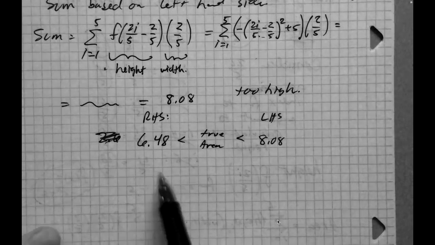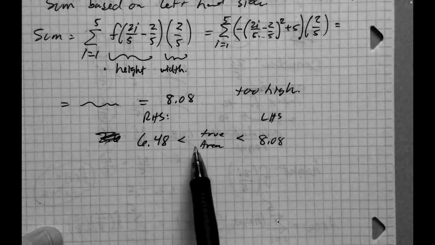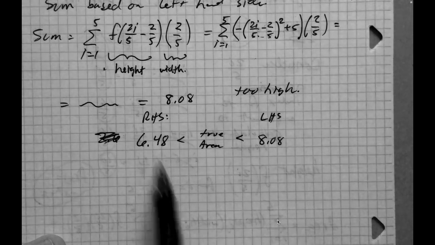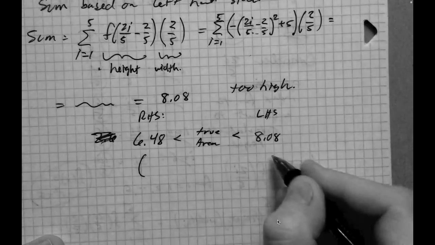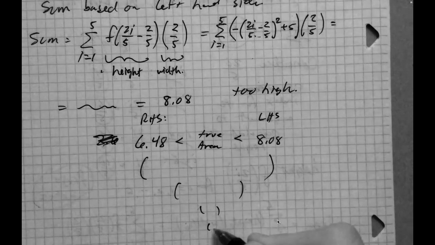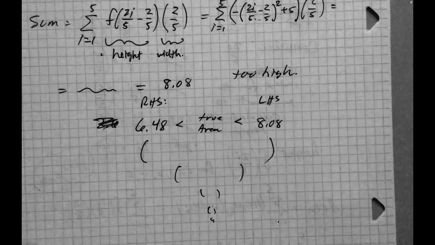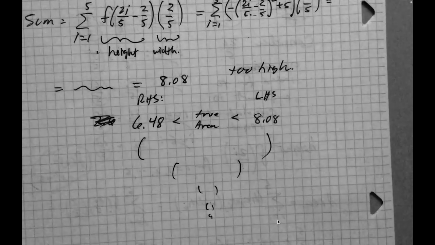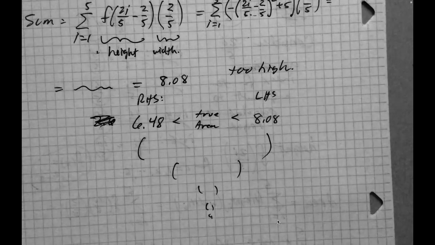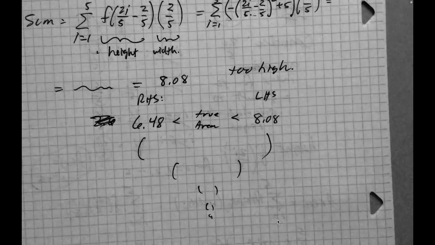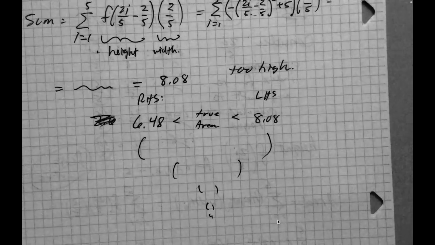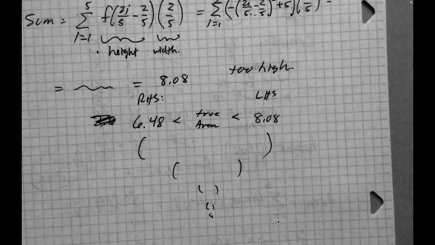As you can guess, as we increase the number of rectangles, this interval would go from being very wide to less wide to less wide, until eventually it could be as small as you like. So you're arbitrarily close to the true area. That's the starting example.